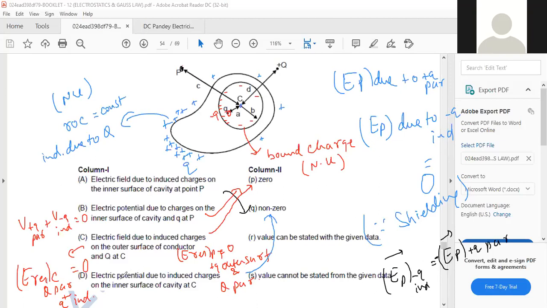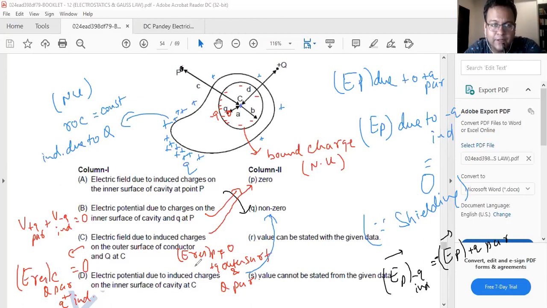In D, electric potential due to the induced charges on the inner surface of the cavity at C. Inner surface of the cavity due to the induced charges.